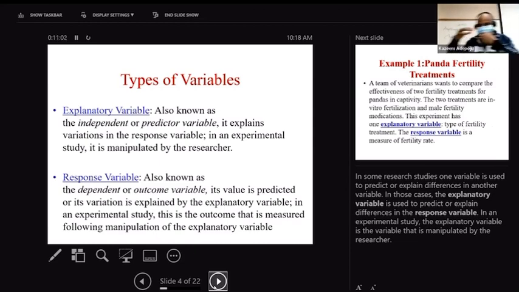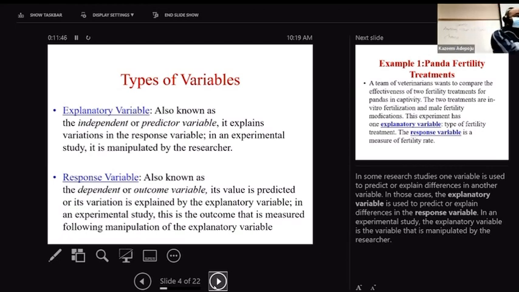Let me tell you this: if you're using a statistical model to study relationships among variables, you need to identify what your response variable is and what your explanatory variable is. The explanatory variable is a variable that can be manipulated, and you observe its effects on another variable. I'm going to say that again: a variable that can be manipulated, to observe its effects on another variable, is what we call an explanatory variable.